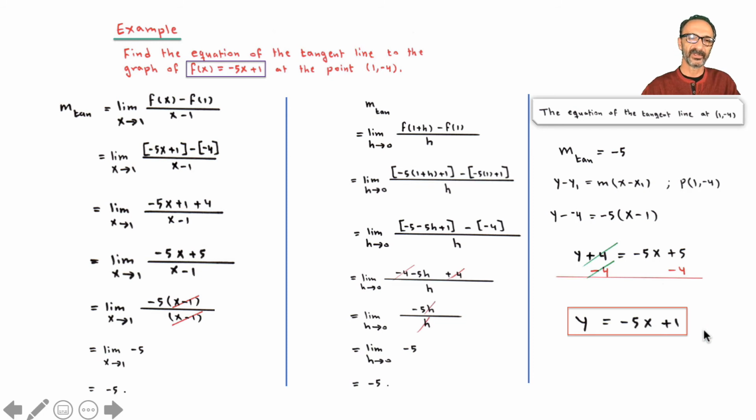Now, just a comment. I don't want to confuse you, but this is a line. The tangent for a line is just a line. It's itself. If this is a curve, that's going to be different. But it's the same thing. You see that? -5x plus 1. Let's see some other examples.